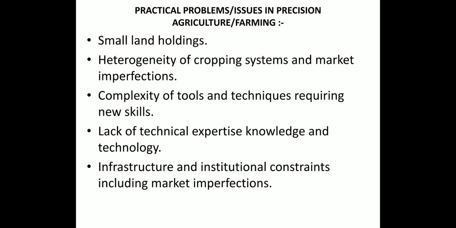Then we can see next, the practical problems or issues in precision farming or agriculture. The main practical issues are small land holdings, heterogeneity of the cropping systems, market imperfections, and complexity of tools and techniques requiring new skilled labor. Lack of technical expertise, knowledge and technology, and infrastructure and institutional constraints, including market imperfections, are the major practical problems observed in Indian farming, which will not easily allow adoption of precision agriculture farming.